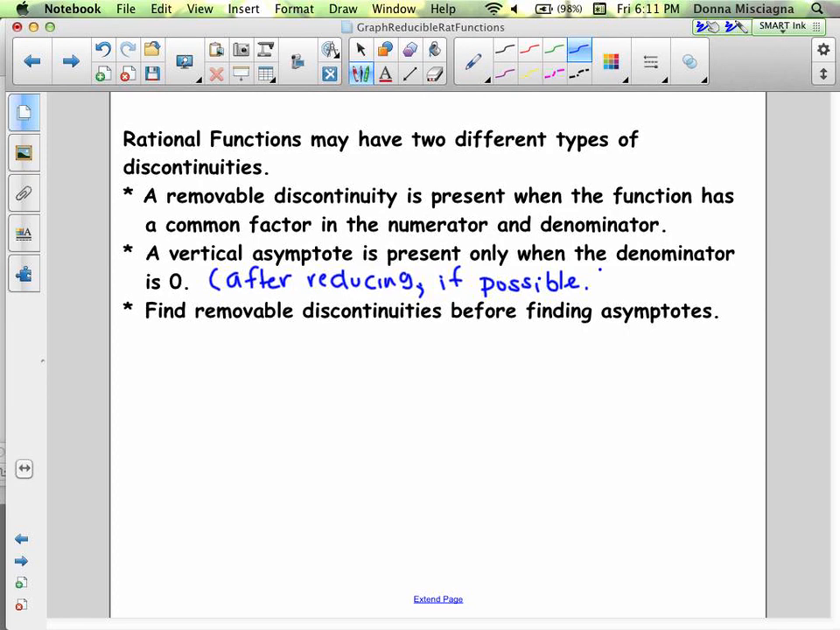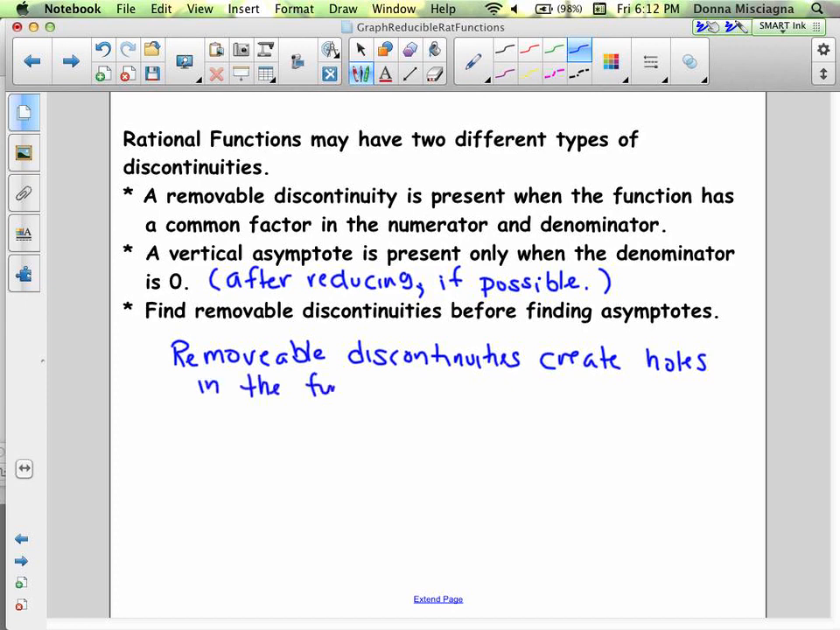Removable discontinuities don't create vertical asymptotes. Removable discontinuities create holes in our function. Okay, so not vertical asymptotes. So we want to make sure we find those first so we graph our function correctly. Okay. So let's take a look at some of these.